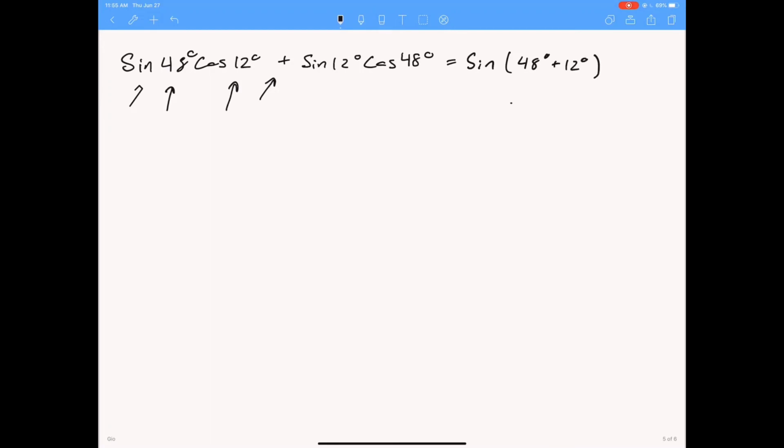Again, you can pull out the formula and verify that the expression on the right-hand side is equal to the expression on the left-hand side. So instead of evaluating the left-hand side, we'll just evaluate the right-hand side. Sine of 48 degrees plus 12 degrees is just sine of 60 degrees, and we know that to be root 3 over 2.